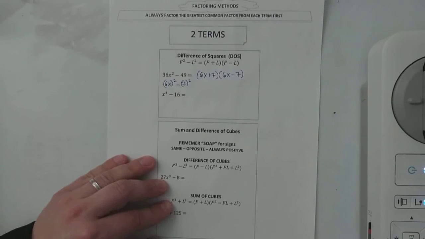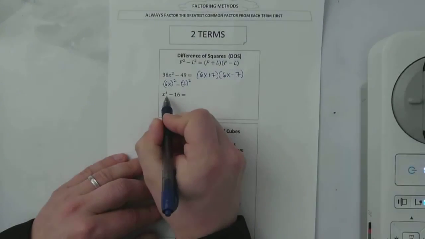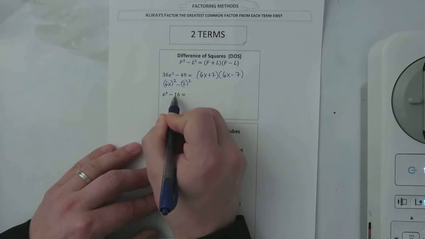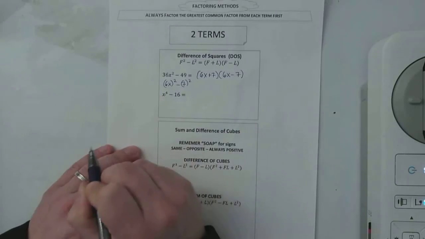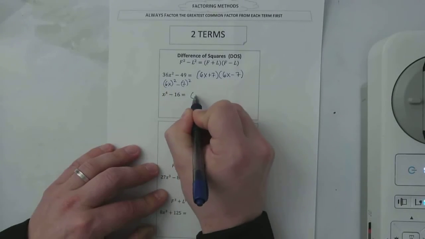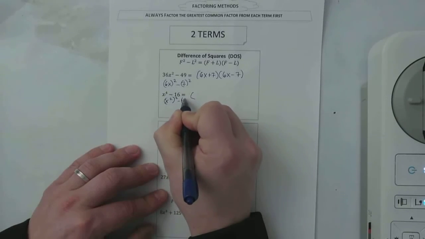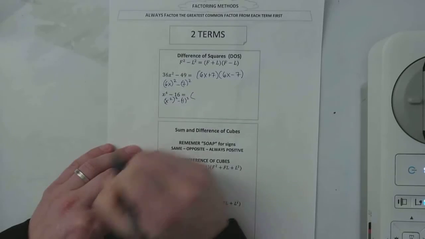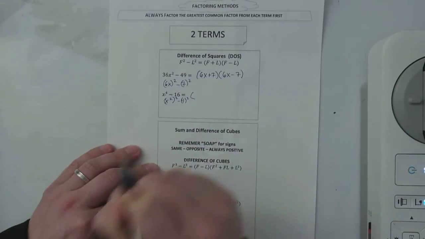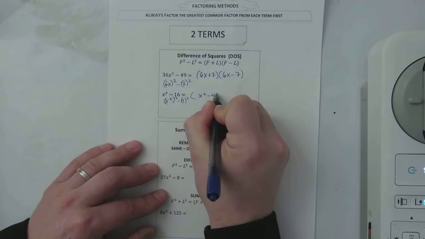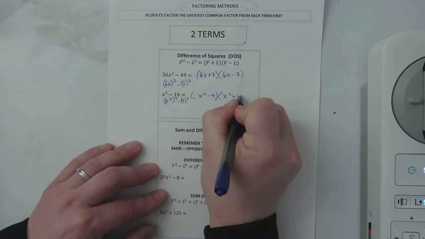So the second example is a higher order one, but we can follow the same process. x to the fourth is a perfect square. 16 is a perfect square. We have two perfect squares, x to the fourth and 16, and we have a minus in the middle. So if I want to break it down, we have (x squared) squared minus 4 squared. So I would have (x squared minus 4)(x squared plus 4).